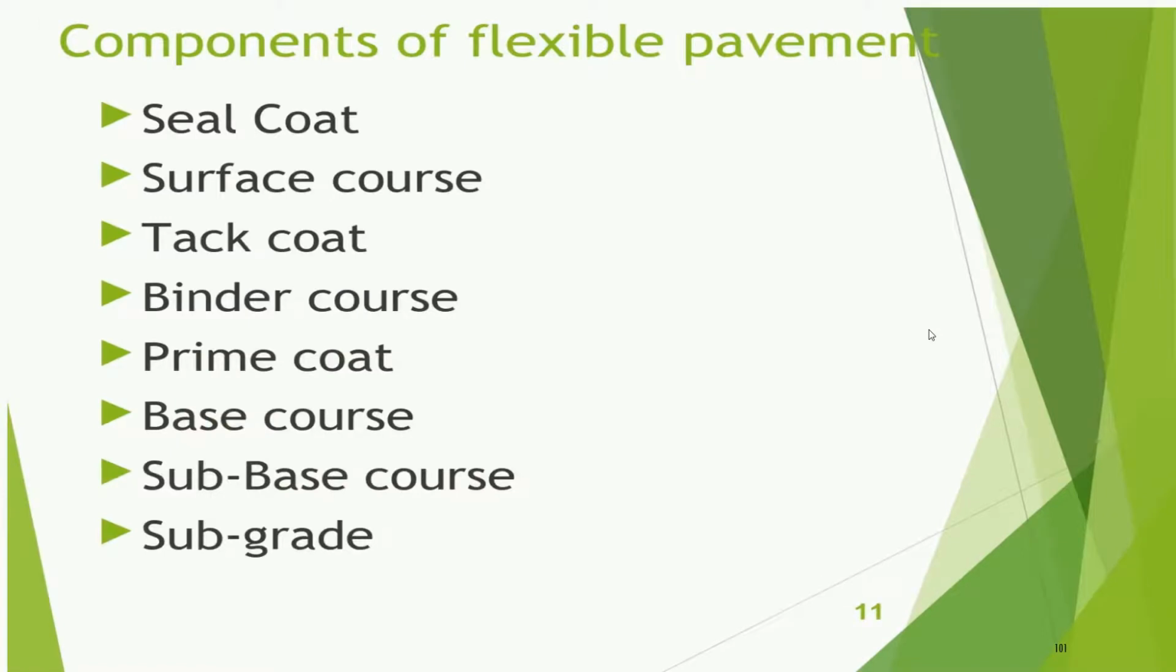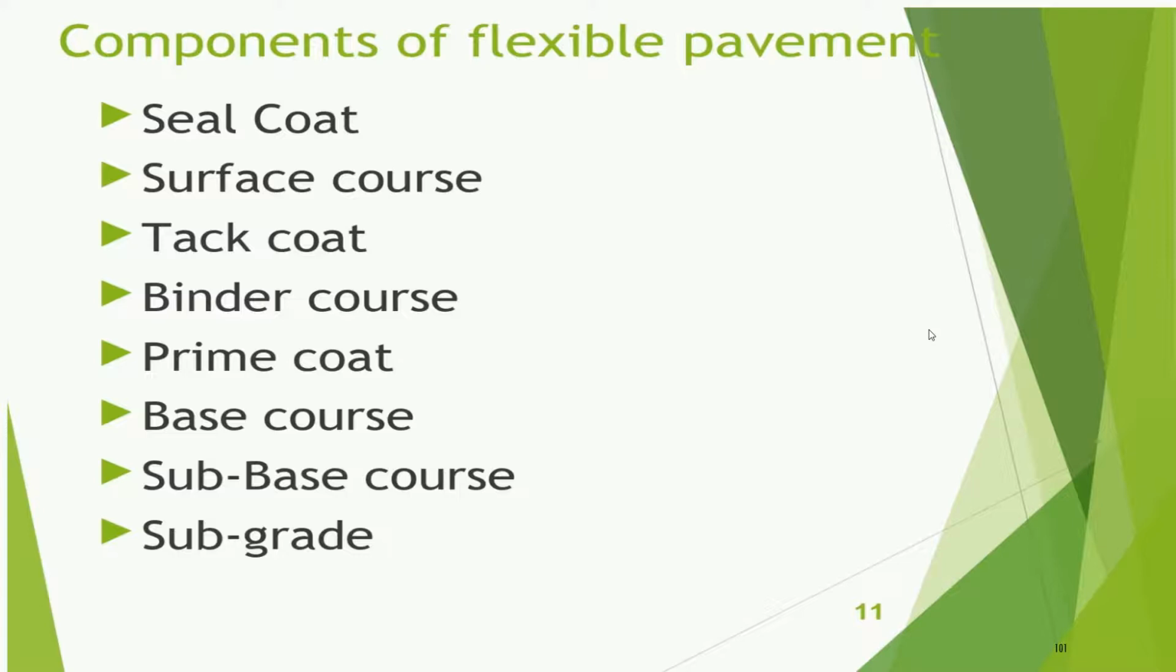Now we are going to discuss the various components of the flexible pavement. These are the various components of the flexible pavement which are very important. The first component is the seal coat. The topmost coat is called the seal coat. Then there is the surface course, tack coat, binder course, prime coat, base course, sub base course, and subgrade course. So you can see in case of the flexible pavement, we are providing various layers.